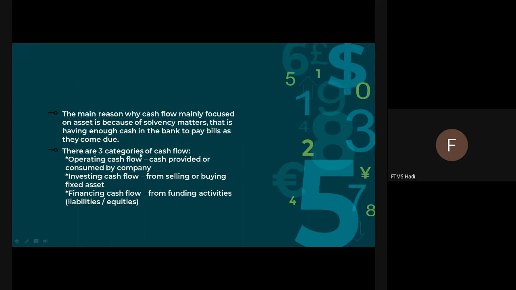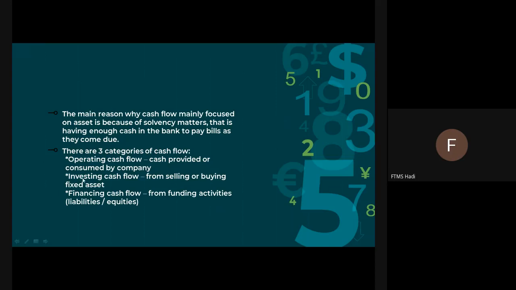So therefore, there are three categories of cash flow. The first one is operating cash flow, cash provided or consumed by the company. That means we're talking about operations inside the company: electricity bill, stationery, salaries and so on.